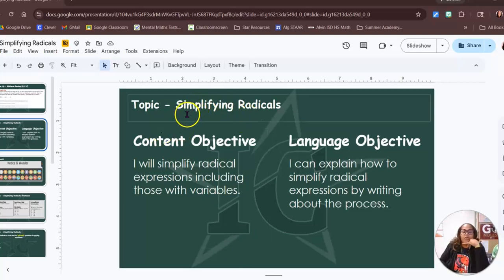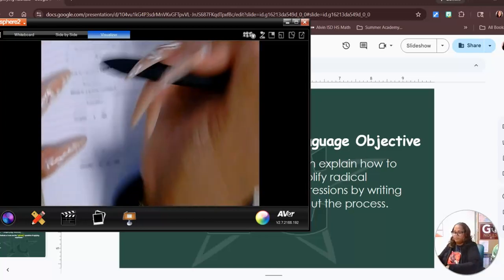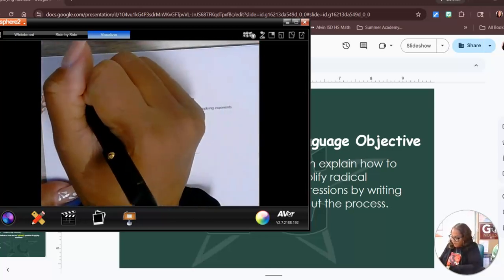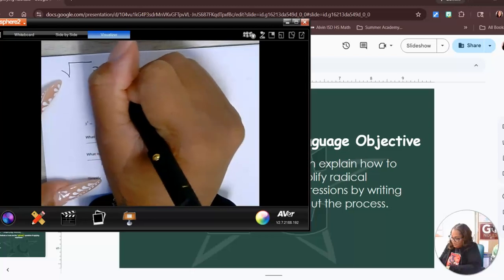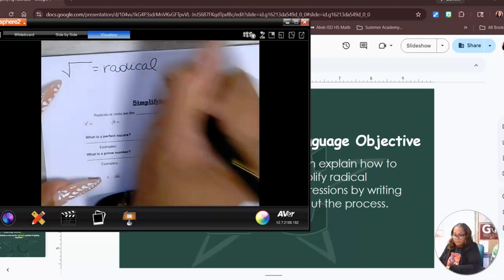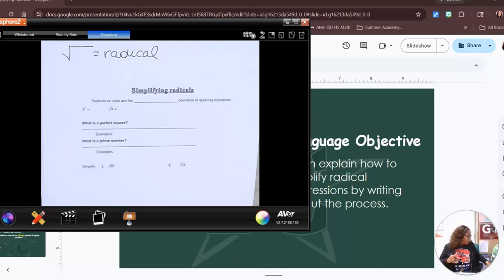Okay, so today we're going over simplifying radicals, and we're going to simplify radical expressions, including those with variables. So last week we talked about expressions that have an exponent that is greater than 1. And then this week we're talking about all kinds of exponents, and we're throwing in a square root symbol. That is what the radical means. So let's write that down real quick. Square root symbol equals radical. That is what that is called, or roots.